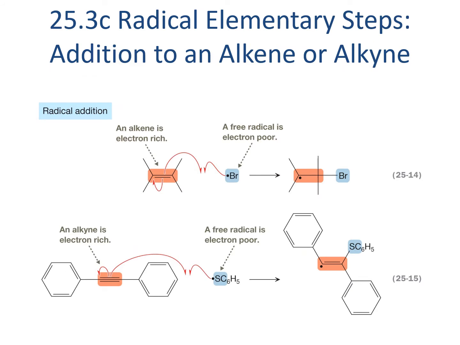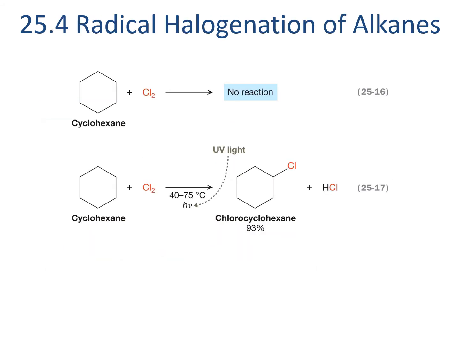When alkenes or alkynes are available, they can react with a free radical, forming a new bond between carbon and radical. Alkenes are more reactive than alkynes because the resulting radical is on an sp2 carbon instead of an sp carbon. These are also considered propagation steps because they take one radical and make a new radical.